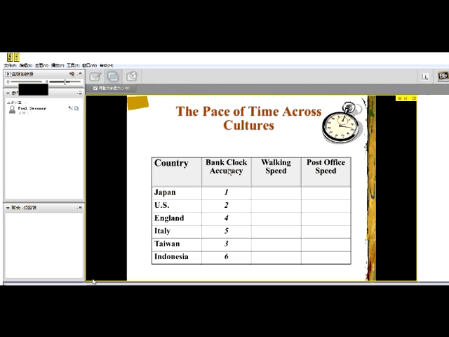Let's just look at this first column. The Japanese valued time more than anybody in the sample. They were number one, even in this little subset that I pulled out from his study. The U.S. was kind of closely behind that. The Indonesians were last here. The difference in the accuracy of bank clocks, where seconds make a huge difference, was huge. The Indonesian clocks were off by an average of about 25 seconds. The Japanese, less than a second. We're talking really, really precise calibrating.